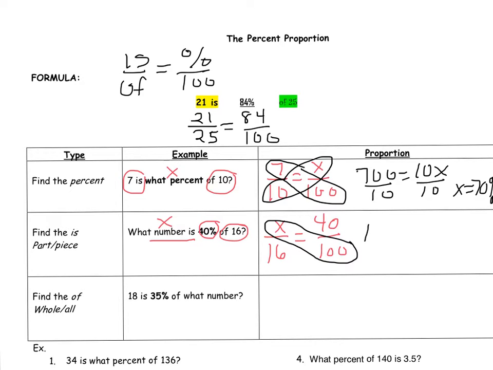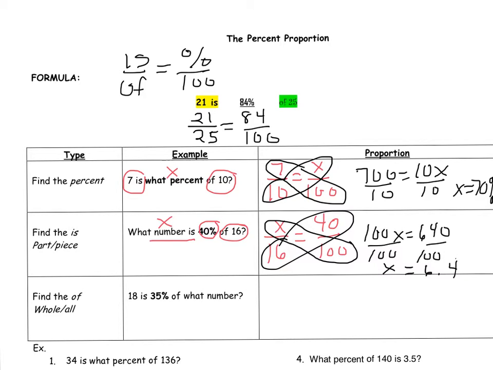x times 100 is 100x, and 16 times 40 gives you 640. And then we'll divide both sides by 100 to solve. So x equals 6.4. So 6.4 is 40% of 16.